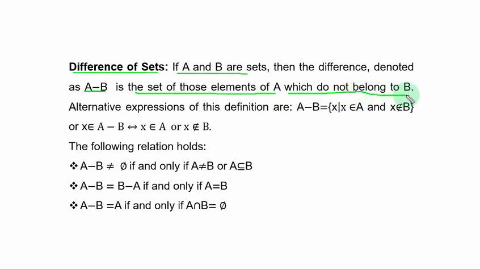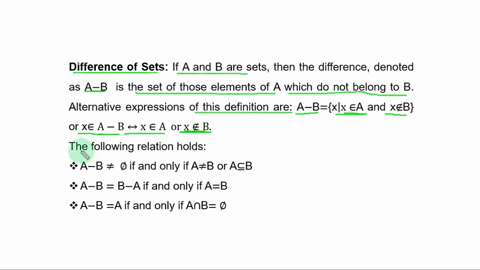That is clear enough. The elements in set A that are not found in set B. That is the difference between sets A and B. Alternative expressions of this definition are: the difference between A and B is equal to the set of element S which belongs to A and S does not belong to B, or S is not a member of B. Or S is a member of the difference between A and B, which implies S is a member of A and S is not a member of B.